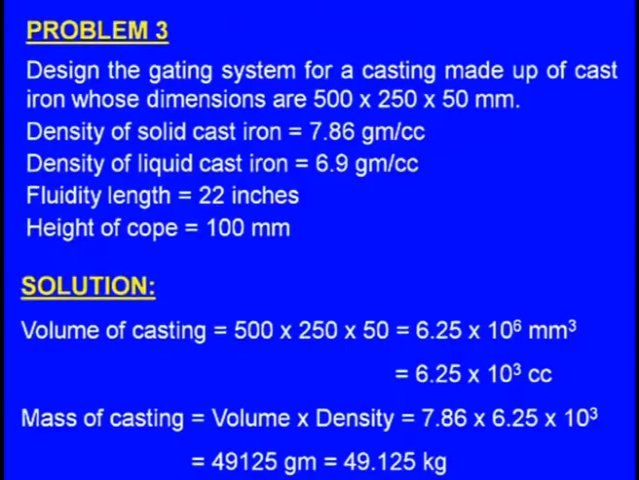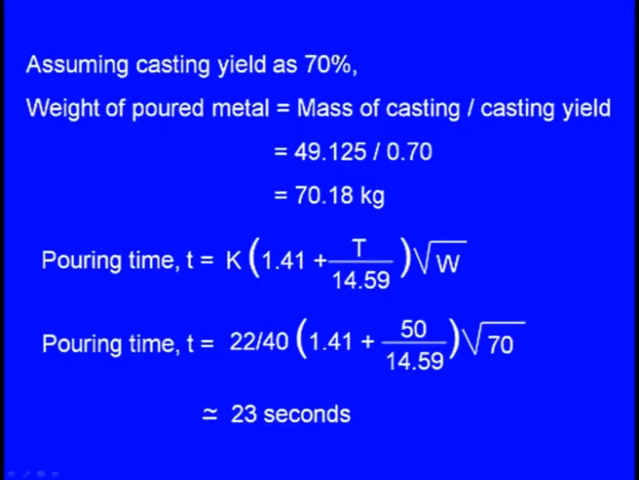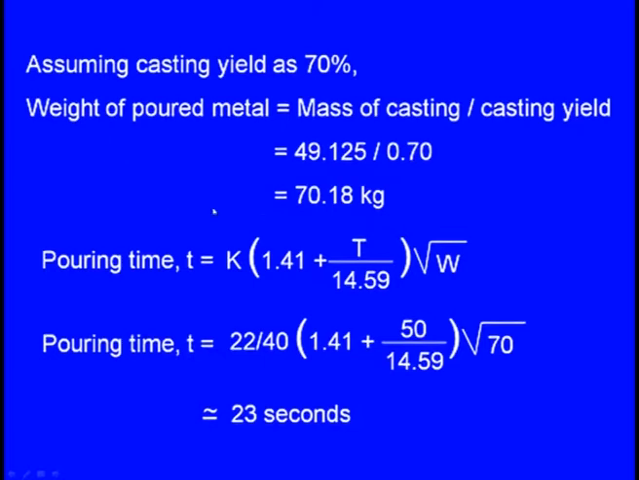So, now what is the casting yield? Casting yield means mass of the casting divided by mass of the poured metal multiplied by 100. Usually, we have seen that it varies from 70 to 80%. Now, let us assume the casting yield as 70%. Weight of the poured metal is equal to mass of the casting divided by casting yield. Casting yield is 70%, which means here it is 0.7. Now, the weight of the poured metal is equal to 70.18 kilograms.